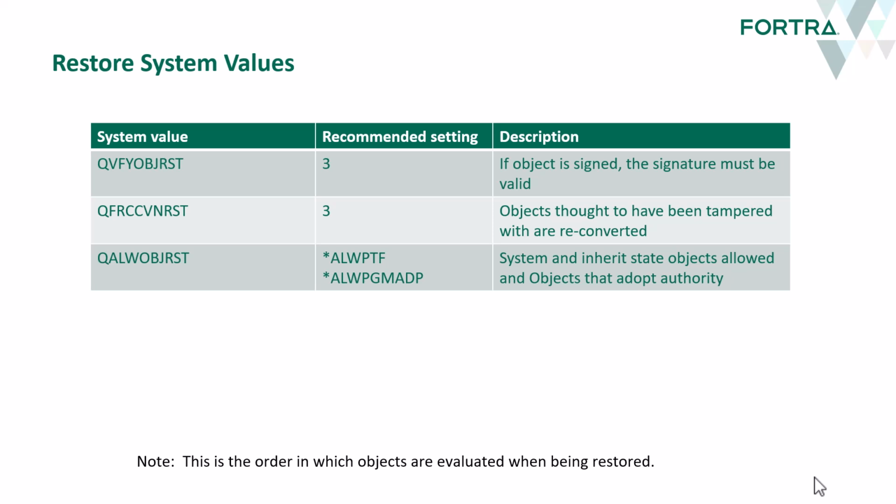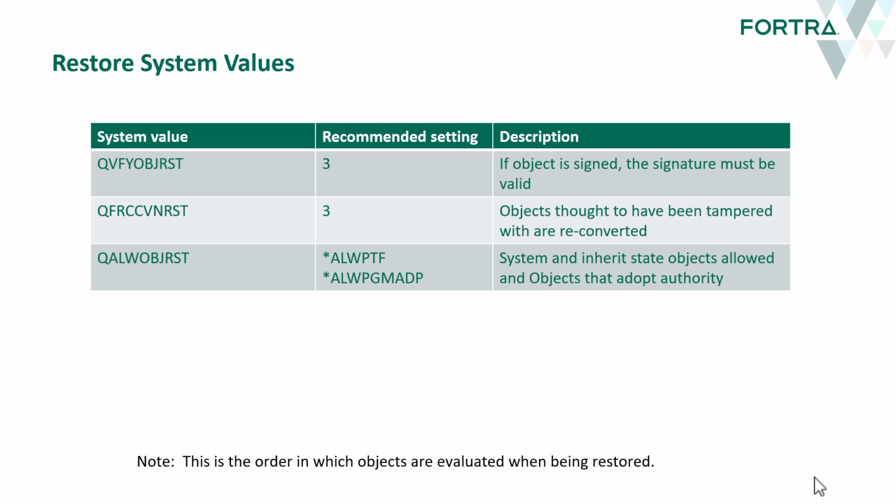More integrity checking happens at levels 40 and 50. And there are other values that even at levels 20 and 30 you can set to ensure integrity of programs being restored to your system are at the highest level. So the verify object restore, the force conversion at restore, and the allow object restore system values all work together. The allow object restore sets the tone for what programs can be restored to your system.